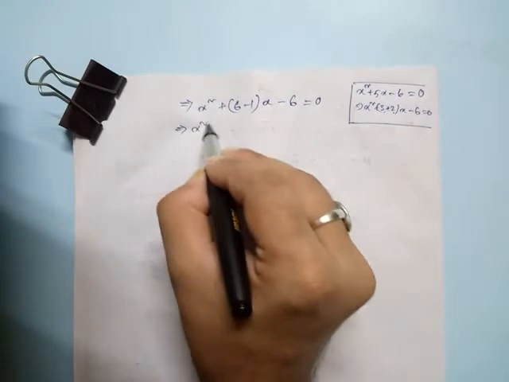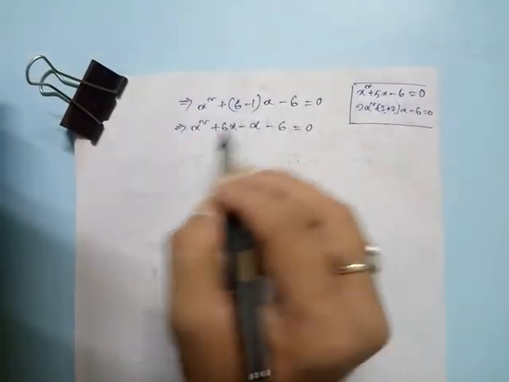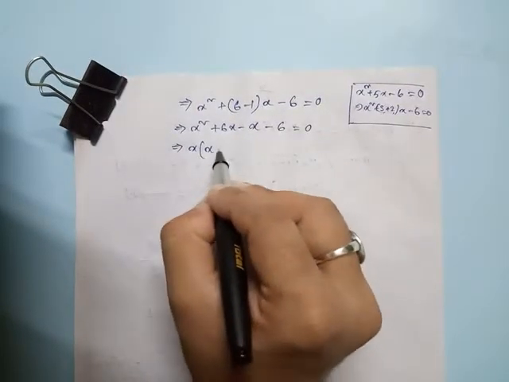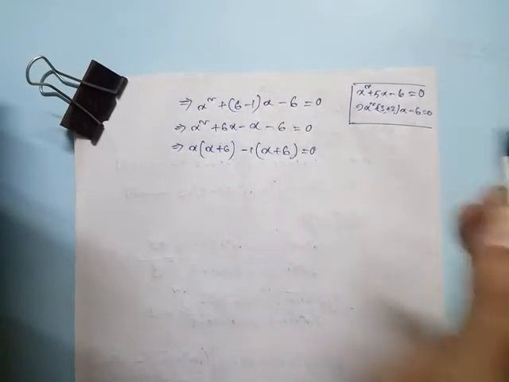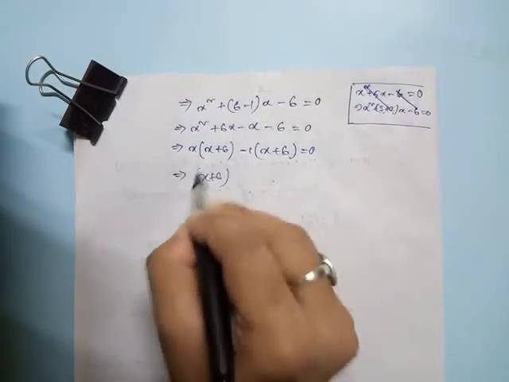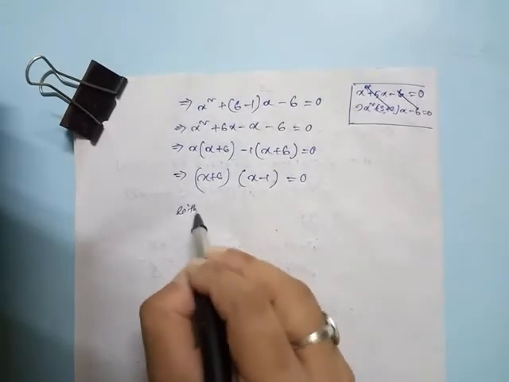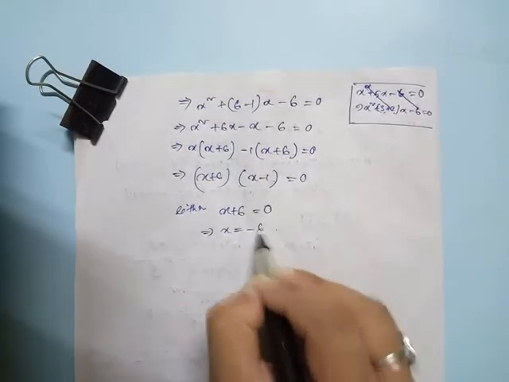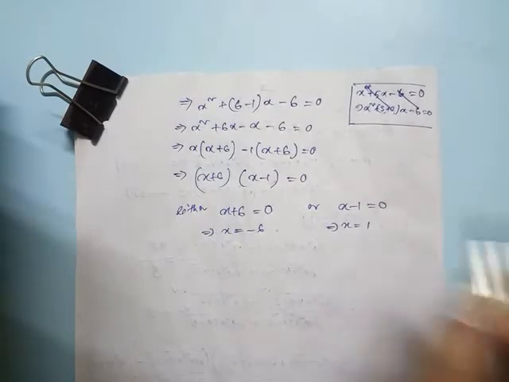Now after that, x square plus 6x minus x minus 6 equal to 0. Then from here take x common, x plus 6, and from here take minus 1 common, x plus 6 equal to 0. After that, x plus 6 and x minus 1 equal to 0. Now either x plus 6 equal to 0, so x equal to minus 6, or x minus 1 equal to 0, so x equal to plus 1.